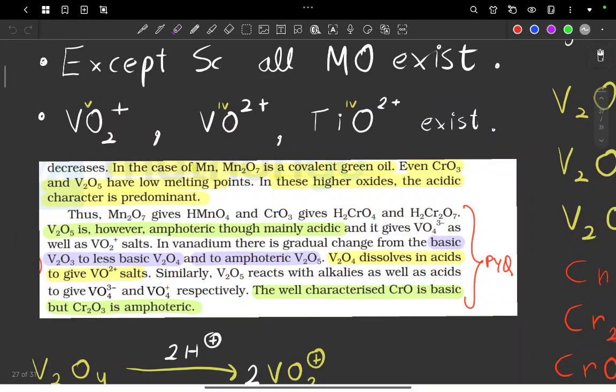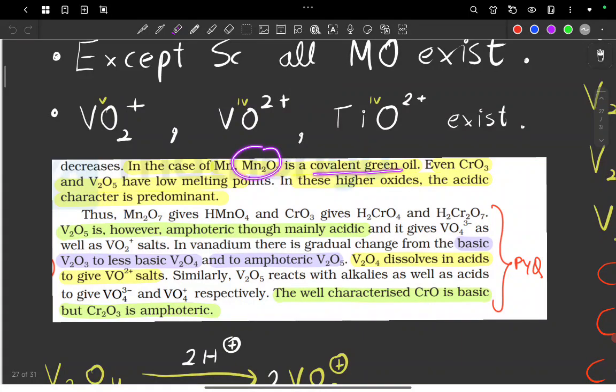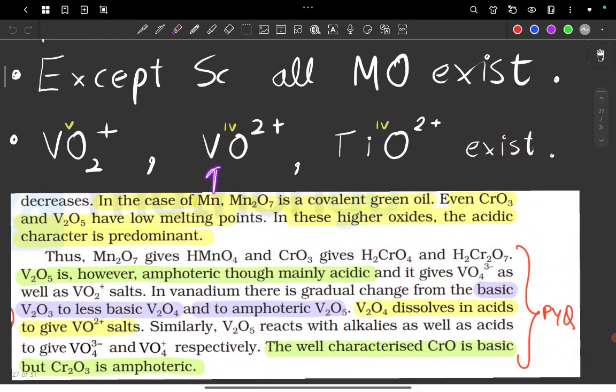There was so much information here. I just attached the NCERT screenshot. Basically, you need to remember that Mn2O7 is a covalent green oil. Okay, and basically the higher the oxidation state, the acidic character of the oxide increases.